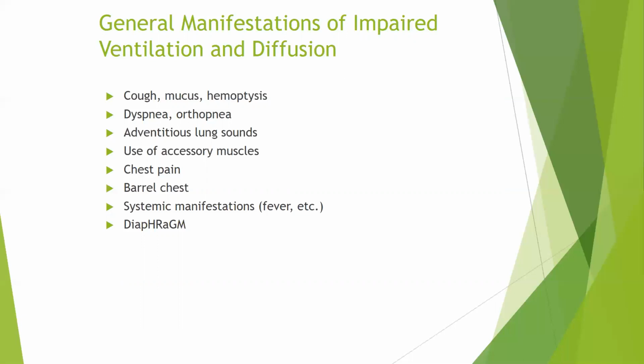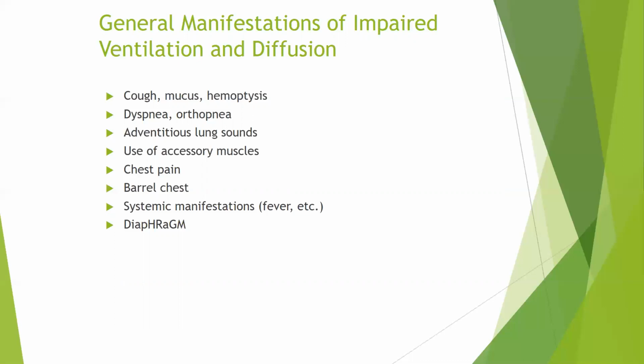The use of accessory muscles. Here, muscles other than the diaphragm and the intercostal muscles may be used with labored breathing. The sternocleidomastoid, spinal, and neck muscles may be used as accessory muscles of respiration. Their use is a sign of abnormal or labored breathing. Patient may also have chest pain.